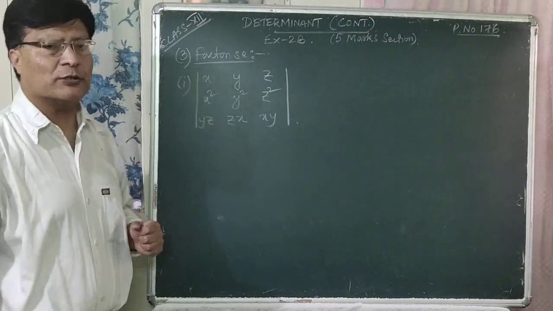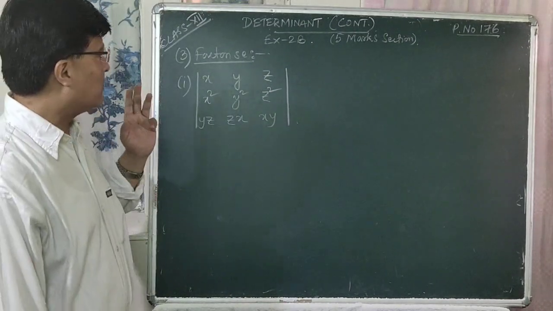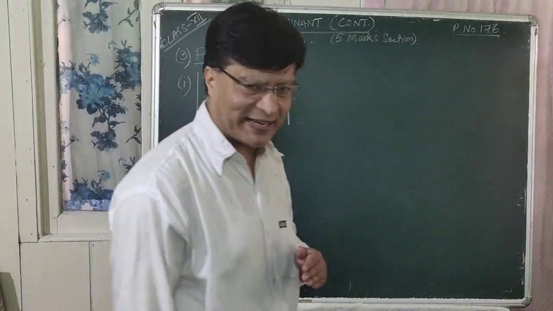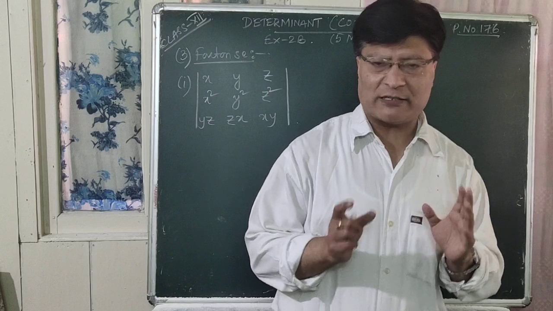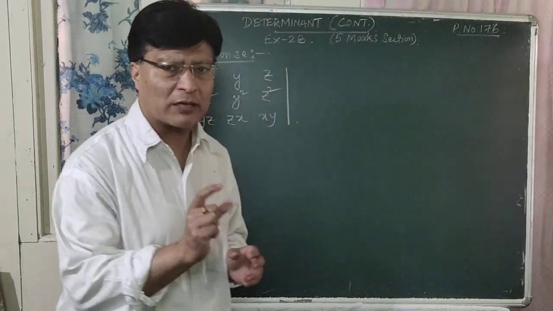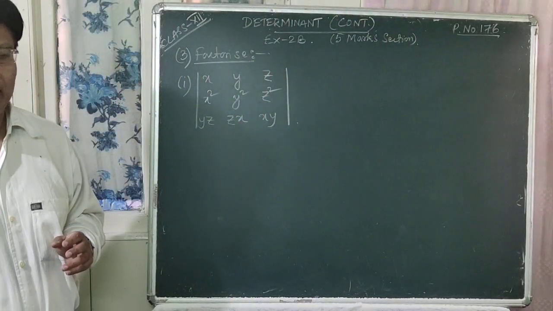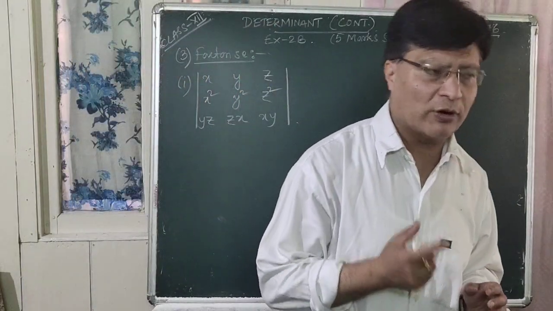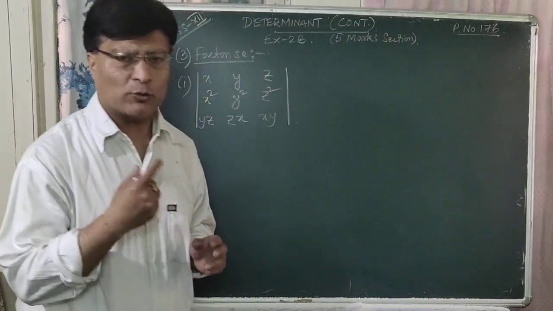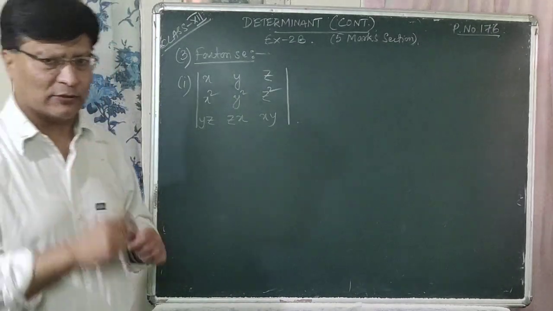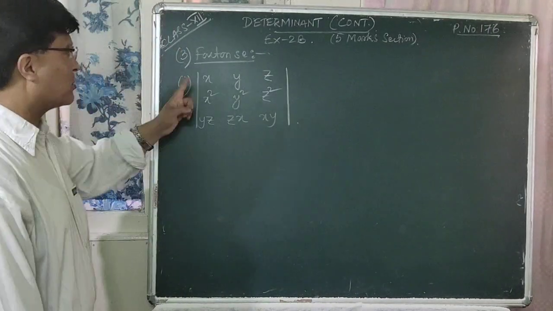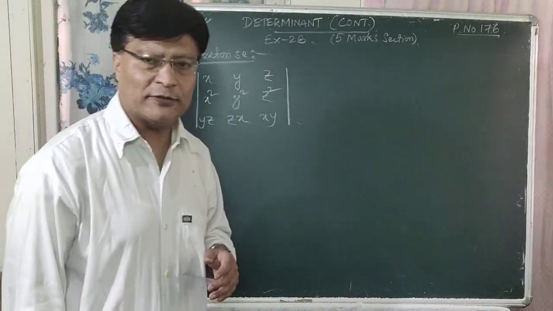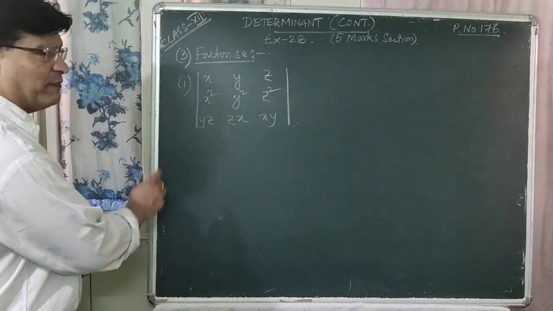So let's do question number 3. Now it is factorize. Factorize means you have to resolve into factors. Resolve into factors means there should be some product of factors, like a plus b into b plus c into c plus a, or it may be x minus y into y minus z into z minus x, like that. So now let us factorize this determinant using the properties of determinant, right? So you have to factorize it.